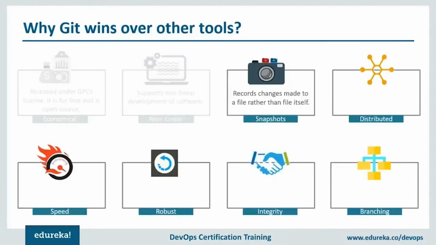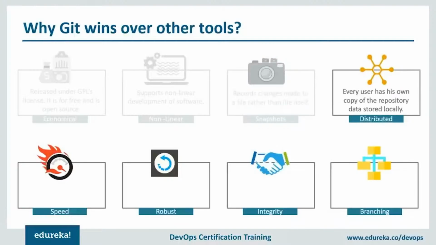Next, coming up in the list, we have Git providing the concept of snapshots. Git records the changes made to the file rather than changing the file itself. So as I told you in the example before, if a web page was added and some photos were added in it, Git would maintain a snapshot of the photos that were added in the new web page. Now, after that, in the list, we have Git offering a distributed architecture. As Git is a distributed version control system, every user has their own copy of repository data stored locally. So no changes are made to the central repository unless and until they are pushed from the local repositories. This is one of the biggest advantages why Git wins over the other tools.